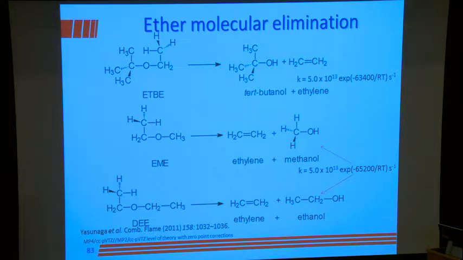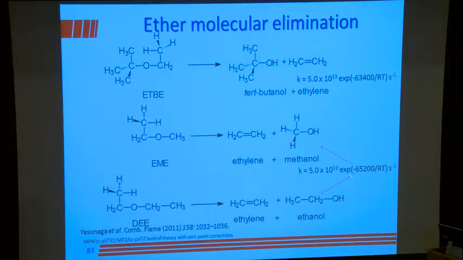Depending, I suppose, on what temperature you're at. Okay, but if you look at ETBE, ethyl methyl ether leads to the formation of ethylene and methanol. Or diethyl ether will give you also ethylene and ethanol. And the rate constant calculated for both of these reactions is similar again, it's 5 times 10 to the 13 and 65.2 kilocalories per mole.